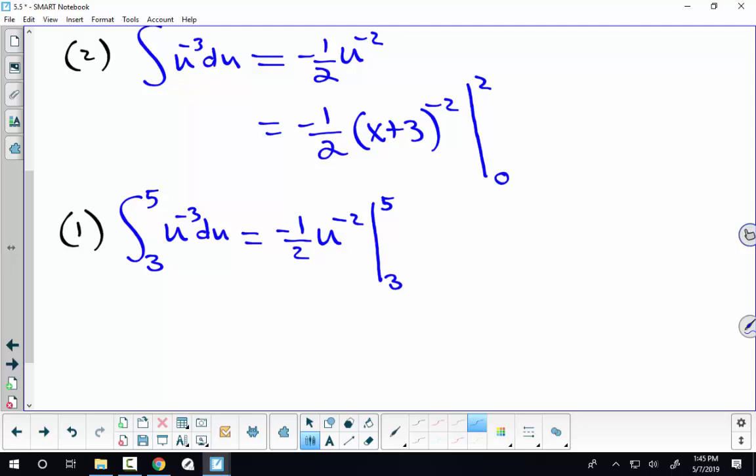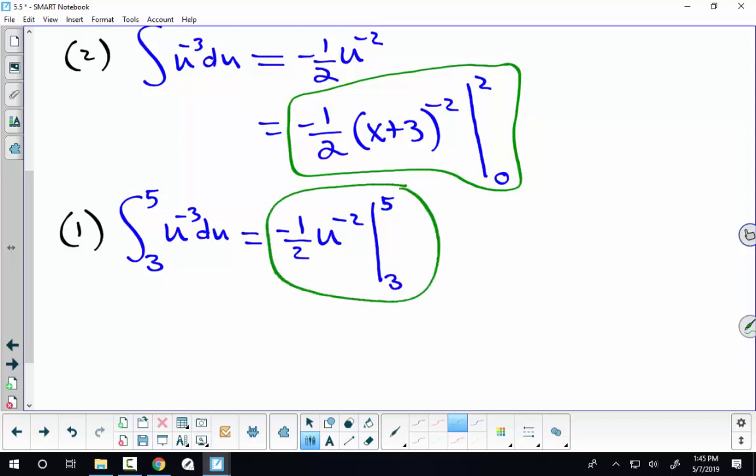They would both give you the same answer, though? Both would give you the same answer. So you either have to use this one in terms of the original variable, or we evaluate this one. Is everybody clear on that?